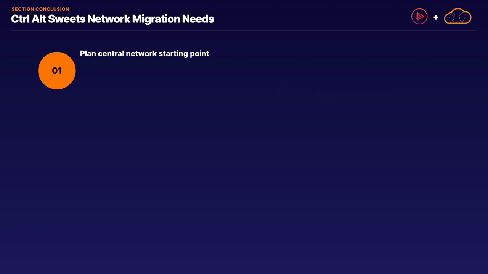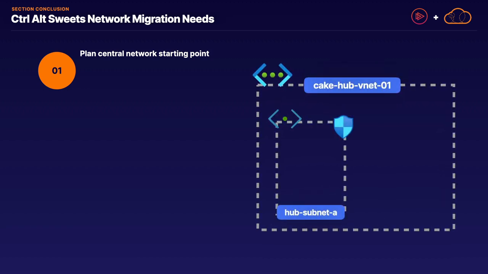Starting off at the beginning, which is where we are at right now, they need to first plan their central network starting point, from which the best method of doing so is to create an initial landing zone in the Central US region, which is where our company is hosted in, from which they're going to create their initial virtual network they're going to name Cake Hub VNet 01. This initial virtual network is going to act as a hub for further expansion. Looking forward, we are going to discuss multiple virtual network architecture, specifically hub and spoke networks, and this is going to act as our initial virtual networking hub.